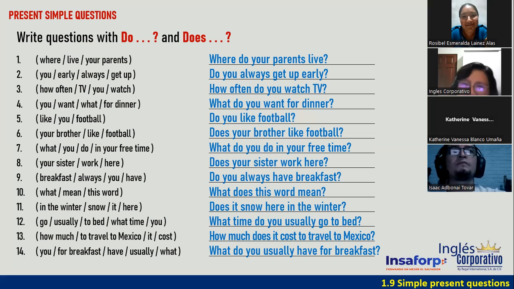Oh, that's a very difficult question. Esa es una pregunta muy difícil, pero lo que yo no recomendaría es traducir. Ajá, cuando usted empieza a traducir, lamentablemente entorpece el proceso, ¿verdad?, del aprendizaje del idioma.